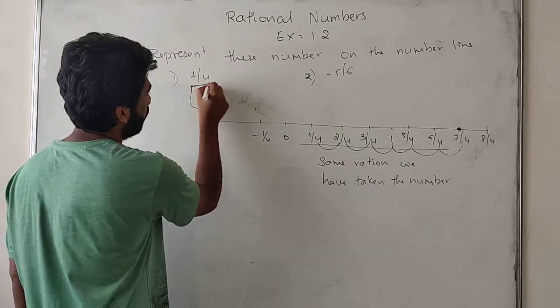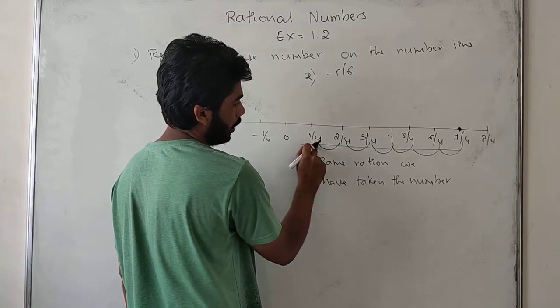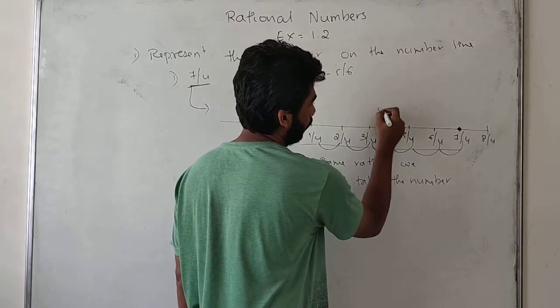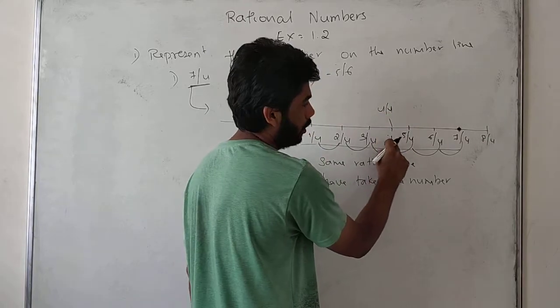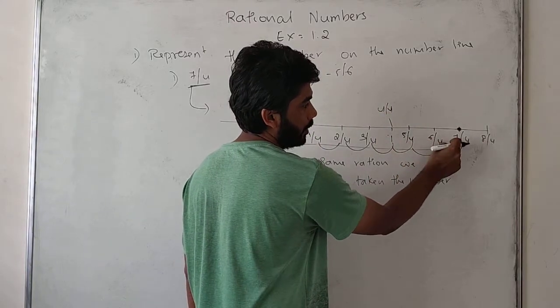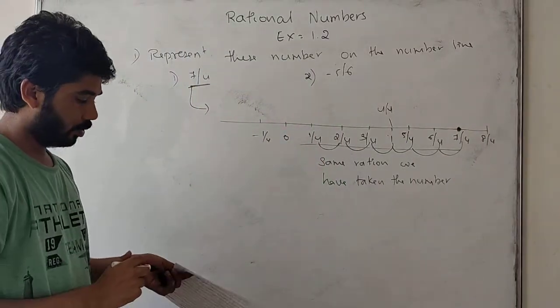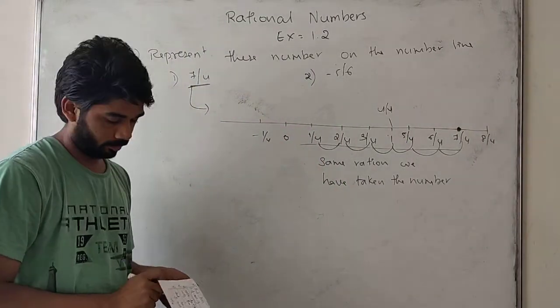So this number is 7/4. From 0 we come here, then 2/4, 3/4, 4/4, which is nothing but 4/4, which I note as 1. Then 5/4, then 6/4, then 7/4. So here the number 7/4 comes. Okay, note it down. I will do the second one.